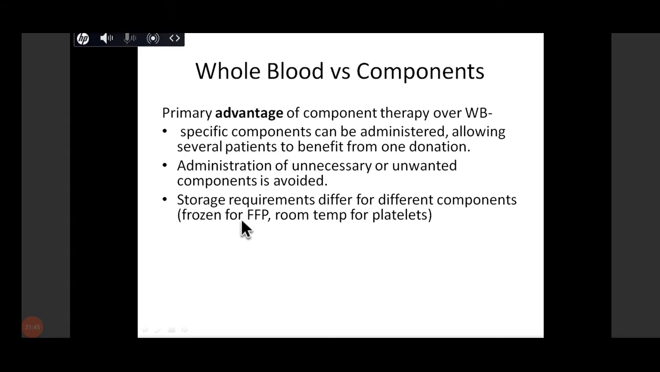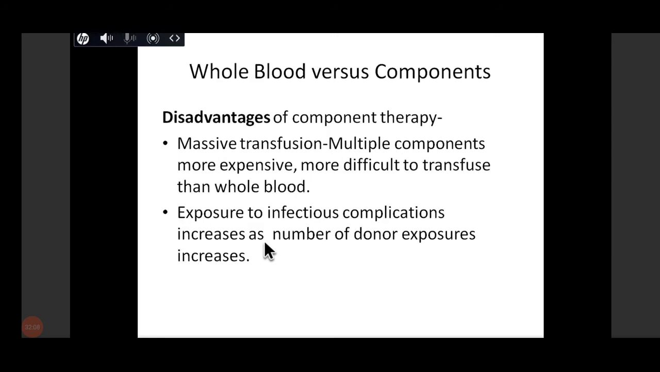Storage requirements differ for different components. Okay, they have to be stored at different places. We have to store the platelets. My resident will be showing you how each component is actually stored in the Lok Nayak hospital. So this is different. You can't just put it in one bag and keep it like that, because all the cell constituents have different storage temperatures.